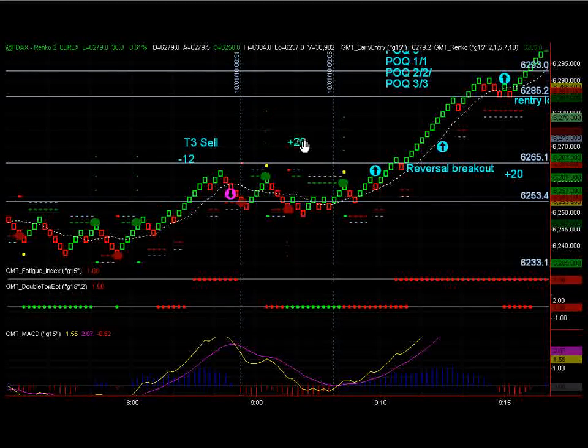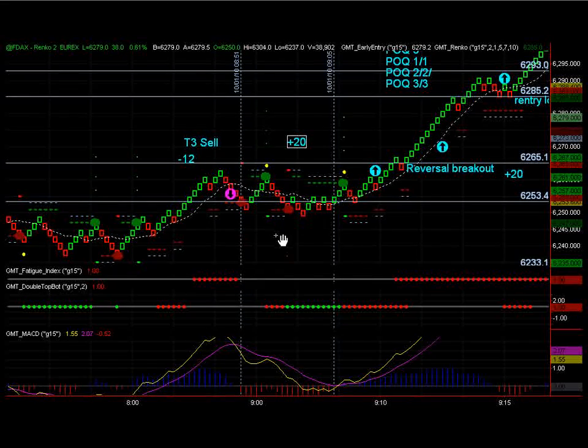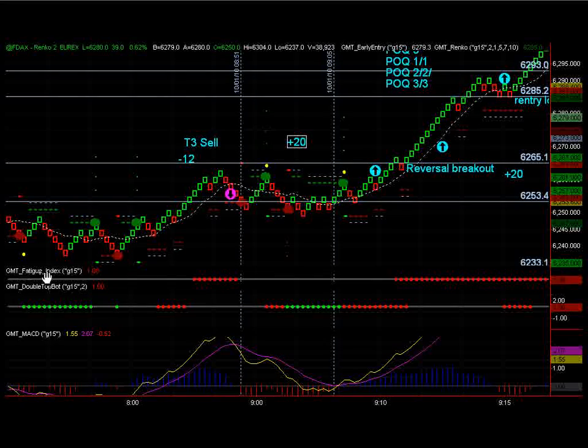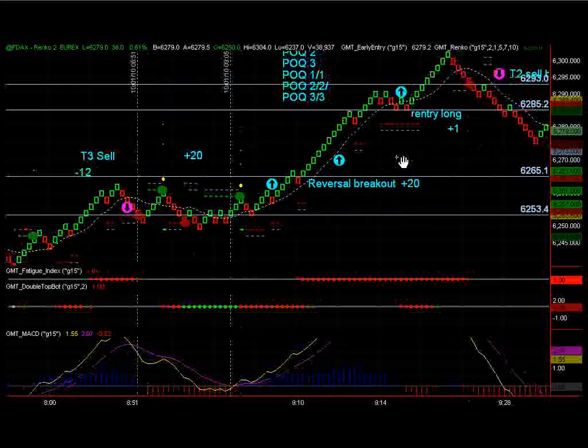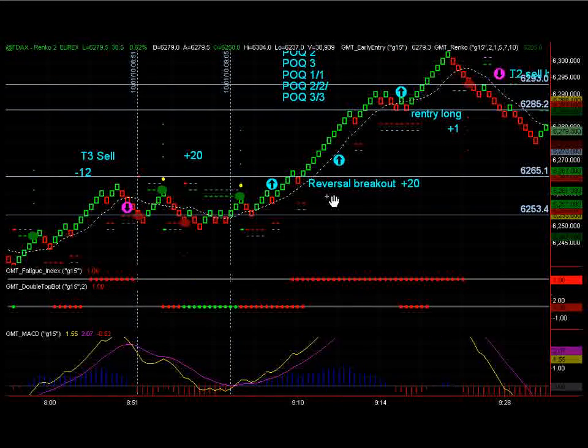So then we were looking for, when we get this setup here, if the fatigue index sets up a condition, if this trade takes out the high, we're looking to do a reversal breakout. So we always look for 20 points. We're risking roughly around 9 on the breakouts, and we're going for 20. So that trade pushed up and hit 20 easily.